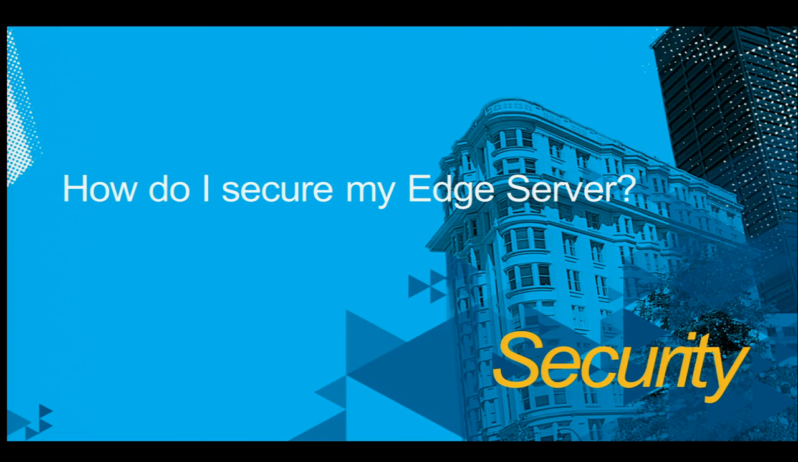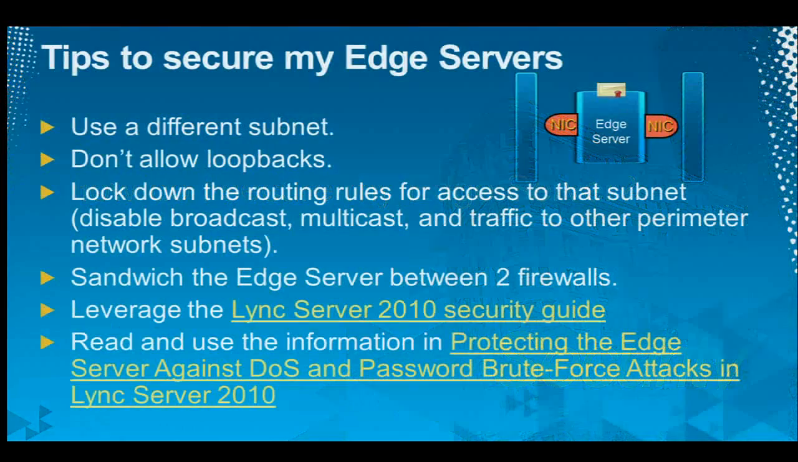So a lot of the questions is, well, how can I secure my Edge server? Because that's what they'll want to know. And so here's some information that can help you communicate back to them how you can protect your Edge servers. So some tips. So you want to use different subnets, particularly for the internal edge and the external edge, as we talked about. Right? You don't want to allow loopbacks. It's going to put you in a world of hurt there.